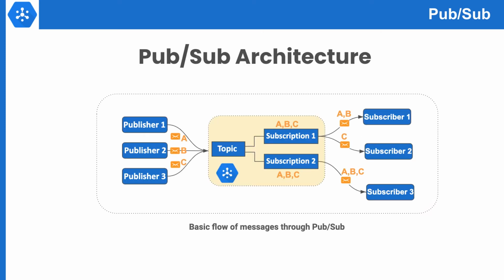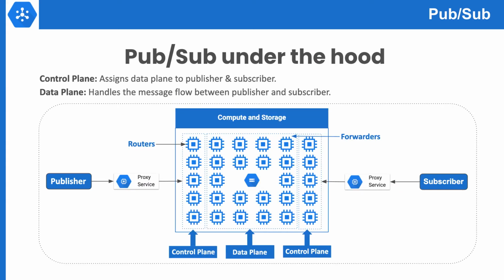This is a basic architecture of message flow from publisher to subscriber. Multiple publishers are publishing messages to the PubSub topic. All the messages are delivered to subscriptions and then subscribers. This is a high level architecture, but PubSub is mainly divided into two parts: control plane and data plane.